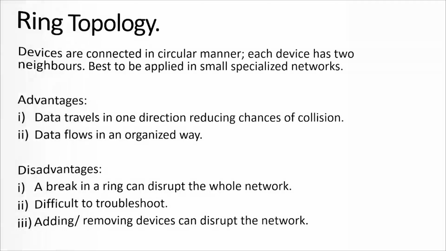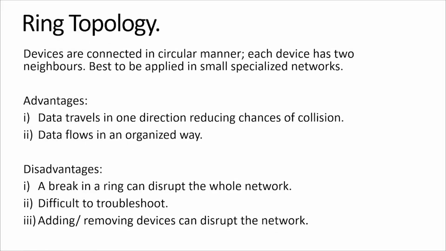Let's see another topology. We have ring topology, where devices are connected in a circular manner, where each device has two neighbors. It is best used in small, specialized networks. Let's see the advantages. Data travels in one direction, reducing the chance of collision. Another advantage is data flows in an organized way.